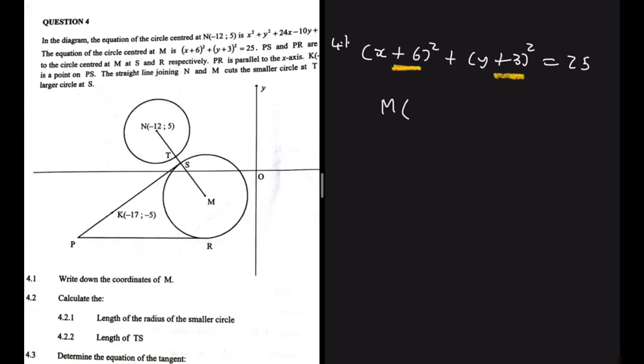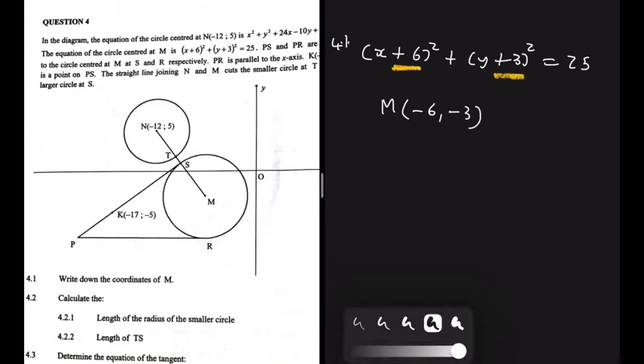We're supposed to write down the coordinates of m, right? So we're given an equation for that circle. It is said to be x plus 6 squared plus y plus 3 squared is equals to 25. So let's go ahead and extract the coordinates of m. The x coordinate will be minus 6 and the y coordinate will be minus 3. So the coordinates of m, we have minus 6 and minus 3.